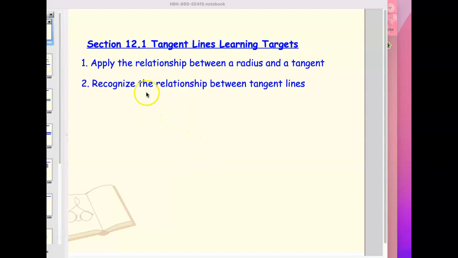Okay, today's lesson is on 12.1, tangent lines to circles. So we're going to learn the relationship between a radius and a tangent line, and then use that relationship to find some missing values.